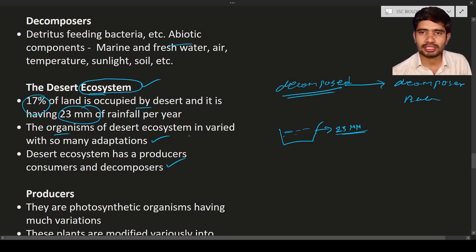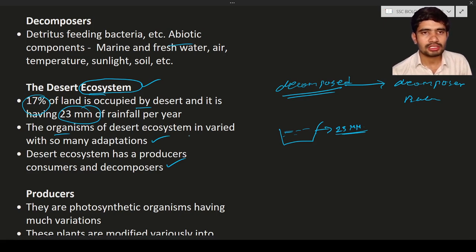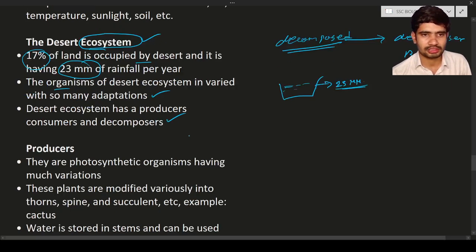All these are present in the ecosystem. This is one of the reasons we are calling it an ecosystem. What is an ecosystem? An ecosystem should contain producers, consumers, decomposers. Everything should be there.